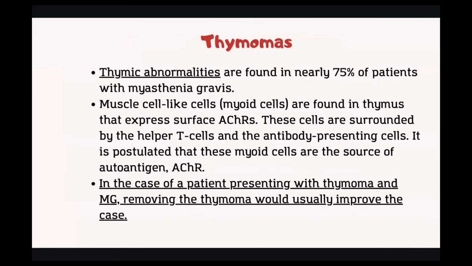Now, an important thing to understand is that myasthenia gravis is usually associated with thymoma. And what is the relation over here? They found out that the myoid cells or the muscle cells are found in the thymus and they express acetylcholine receptors. And this is where the body produces autoantibodies against the acetylcholine receptors because of this presentation of the myoid cells. So they found out, in cases of myasthenia gravis where the patient has a thymoma, removing the thymoma is shown to improve the case of myasthenia gravis. So, one treatment that they're recently doing for treating myasthenia gravis is that they remove the thymus.